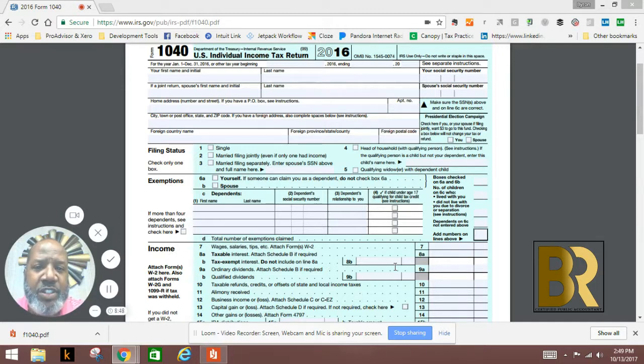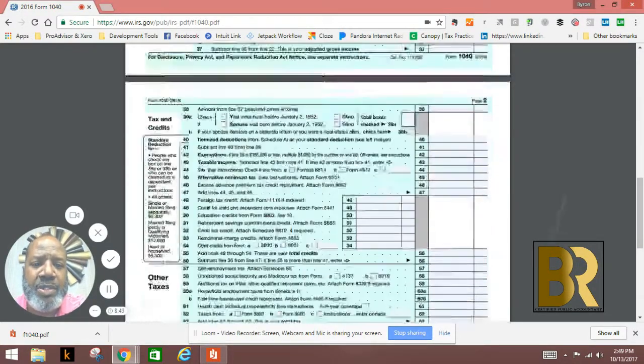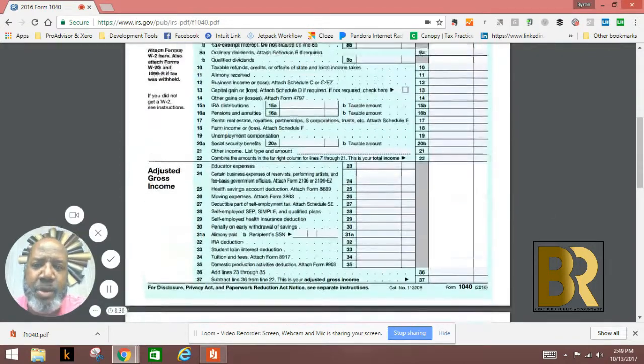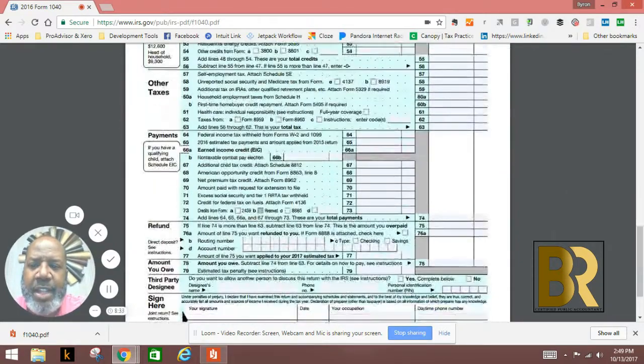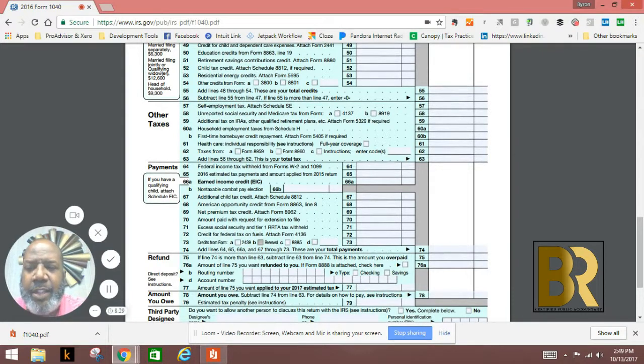Well, if you see up on the screen here, I have the Form 1040, and we're gonna scroll through to the second page. And if you notice on the left-hand column, the 1040 is broken down into income, adjusted gross income, then we have other taxes, and then we have payments. So right quick, we'll take a look at the payment section, starting at line 64.